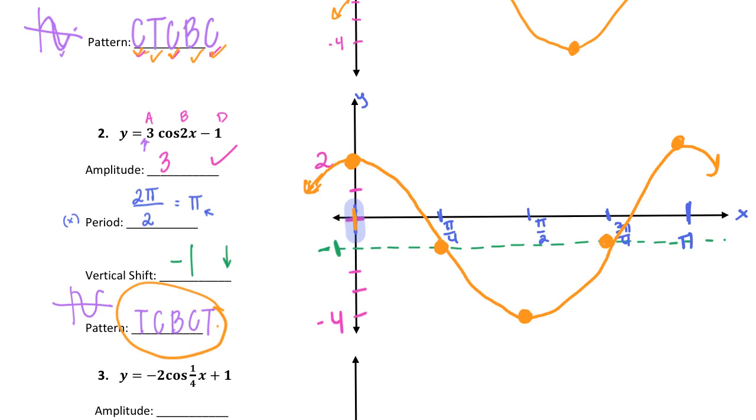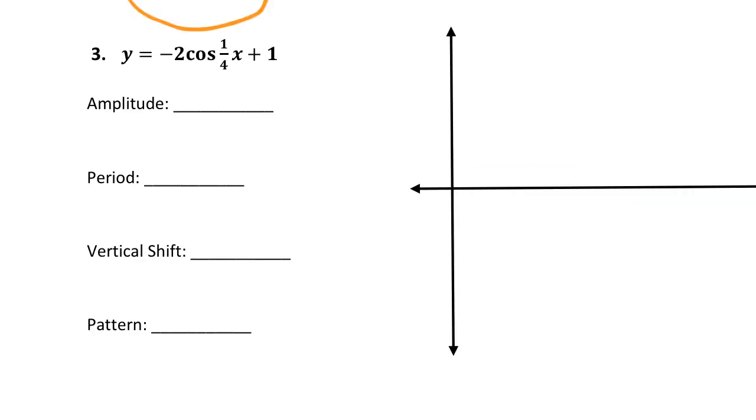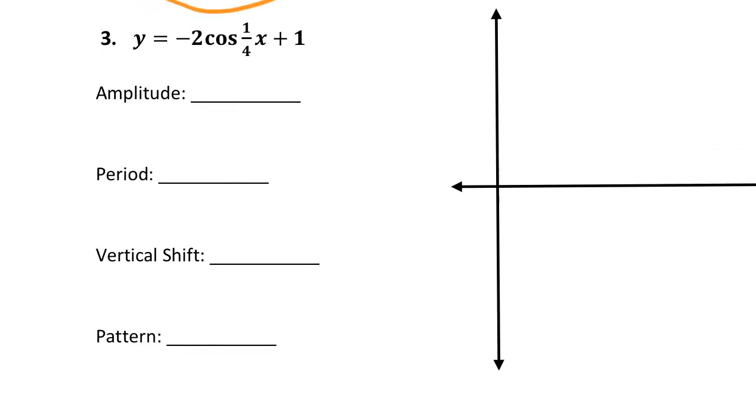Last thing we'll find is the domain and range. Domain is never going to change. Negative infinity to positive infinity. The range, lowest y value to highest y value. Let's take a look at our final cosine curve down here.